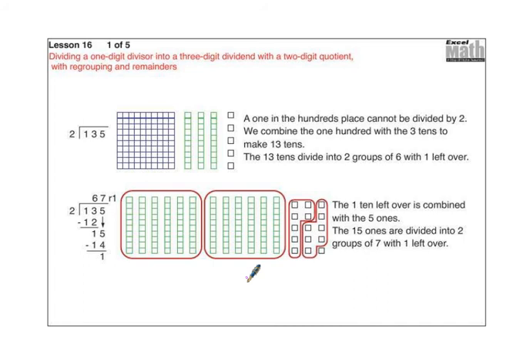Sixth grade Excel, lesson 16, dividing a one-digit divisor into a three-digit dividend with a two-digit quotient with regrouping and remainders. So what we're going to be doing is, you've already learned some basic long division. Now we're going to make this a little bit trickier.